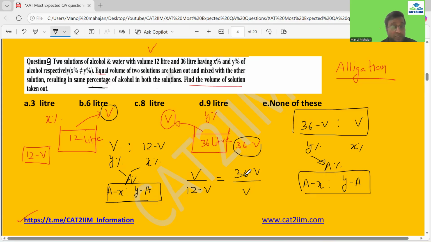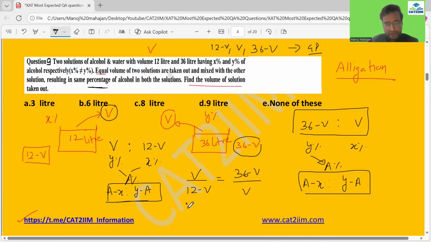So what you were actually able to figure out is that 12 minus V, V, and 36 minus V are nothing but in a geometric progression. So we'll make a trick out here, so next time you don't have to do this much stuff. You can use the options and try to see whether you are able to get a GP or not. So one way out is this, or let's make a shortcut out here.